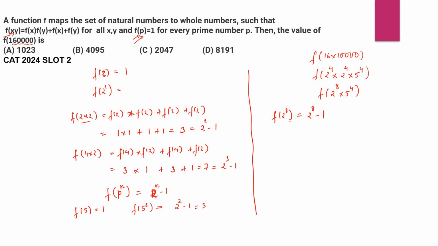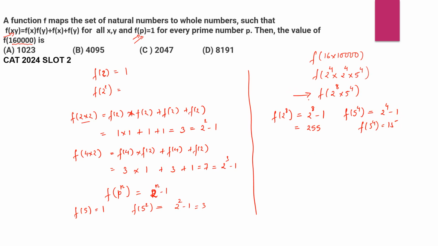So f of 2 to the power 8 should be 2 to the power 8 minus 1, and f of 5 to the power 4 should be equal to 2 to the power 4 minus 1. Yes or no? So what do we get here? F of 5 to the power 4 is 2 to the power 4 minus 1, that is 15, and f of 2 to the power 8 will be 256 minus 1, that is 255.